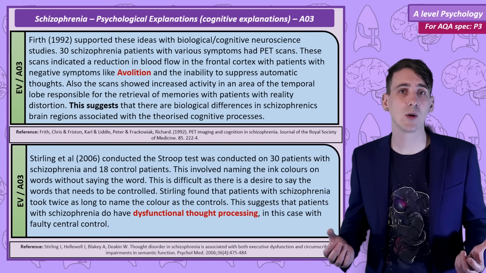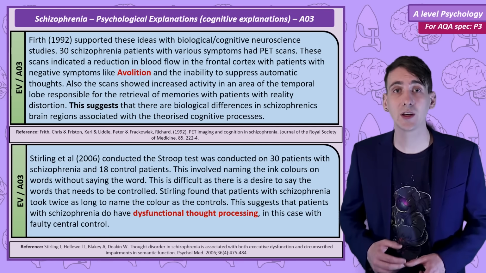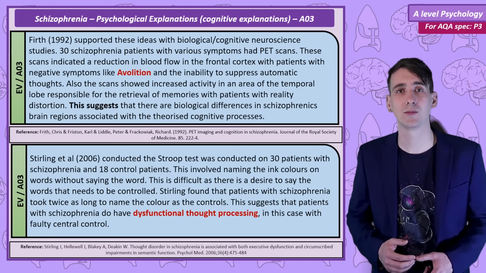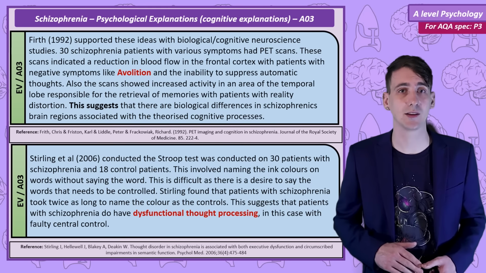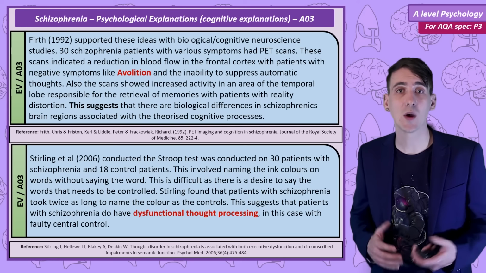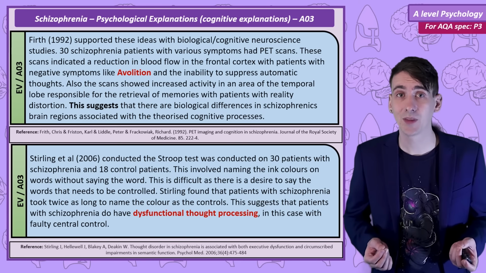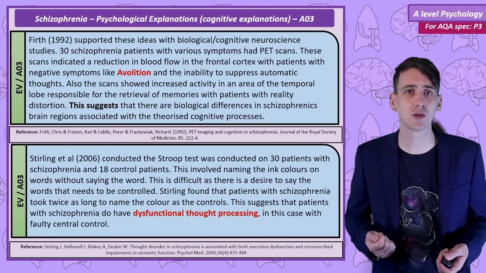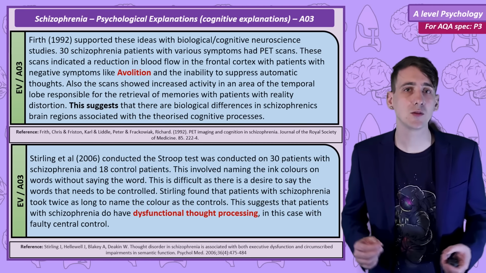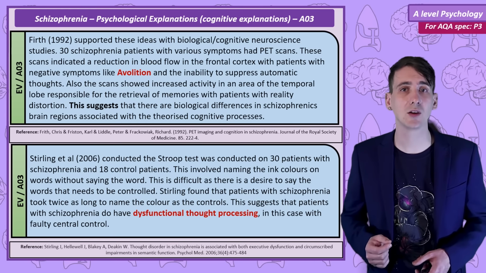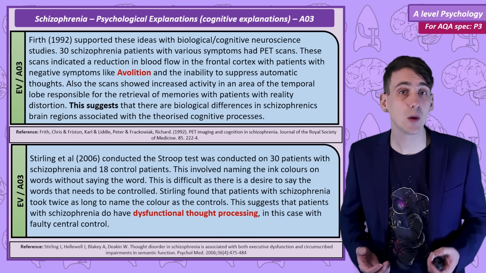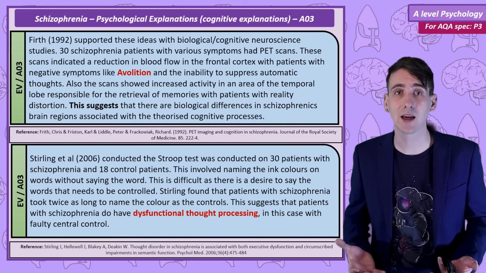A second cognitive evaluation considers central control. Sterling conducted the Stroop test on 30 patients with schizophrenia and 18 controls. This is a simple to conduct test in which you present the names of colours written in a different colour of ink. You ask the participants to name the ink colour. This is difficult to do quickly and requires central control to avoid shouting out the name of the colour that's written. Sterling found that the patients with schizophrenia took twice as long to name the ink colours as the control group. This suggests that people with schizophrenia really do have issues with thought processing, in this case having a dysfunction in their central control.